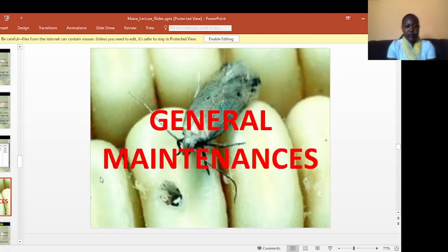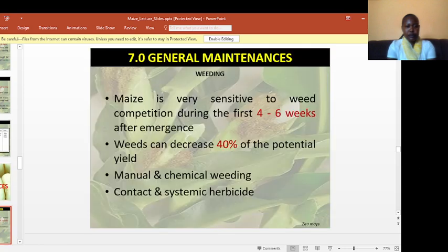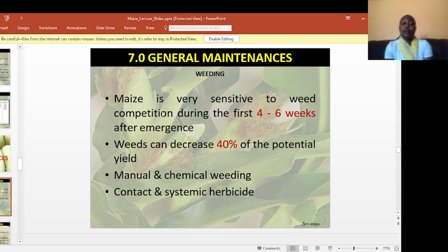We have general maintenance. You see weeding. We say maize is very sensitive to weed competition during the first 4 to 6 weeks after emergence. Weeds can decrease 40% of the potential yield. Manual and chemical weeding. We have contact and systemic herbicide.